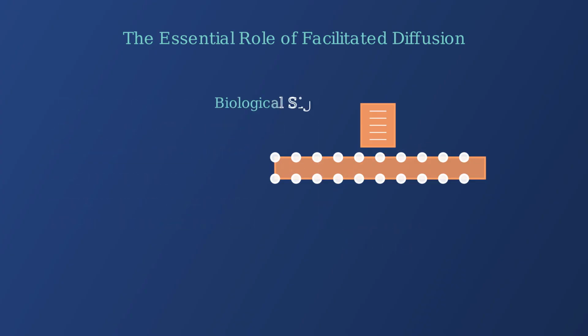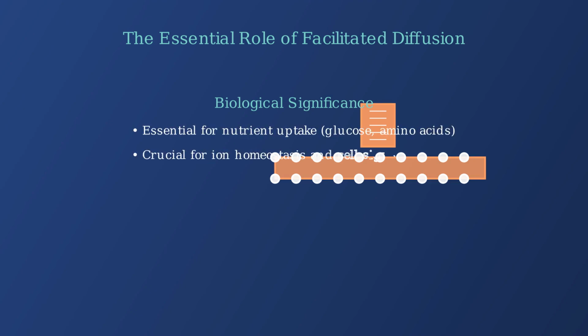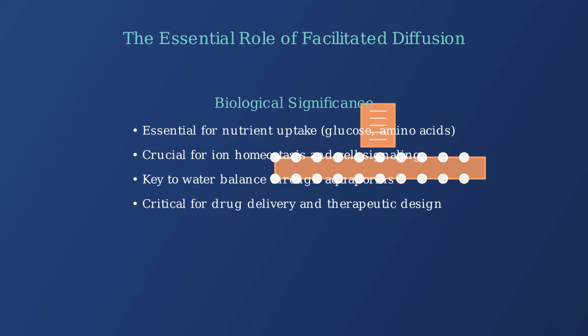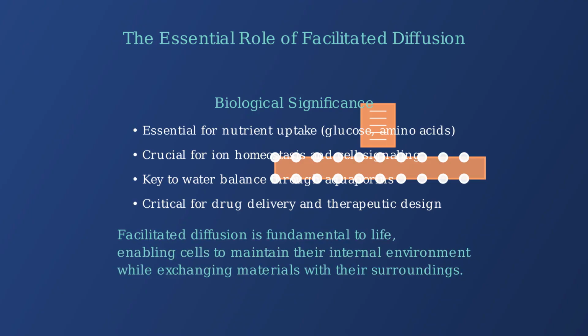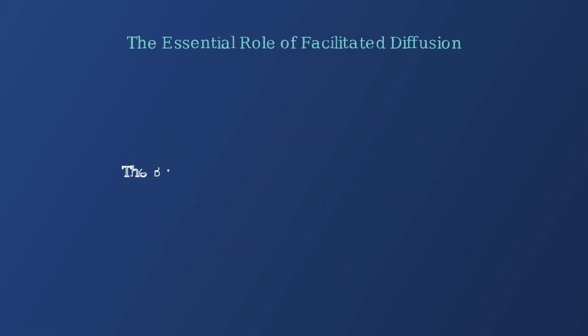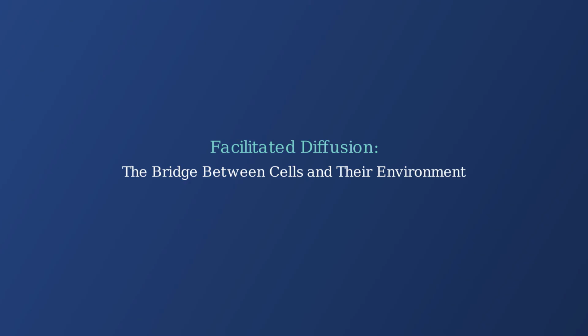The biological significance of facilitated diffusion cannot be overstated. It's essential for nutrient uptake, ion homeostasis, cell signaling, water balance, and even has implications for drug delivery and therapeutic design. In conclusion, facilitated diffusion is fundamental to life, enabling cells to maintain their internal environment while exchanging materials with their surroundings. Facilitated diffusion serves as the essential bridge between cells and their environment, allowing life as we know it to exist.